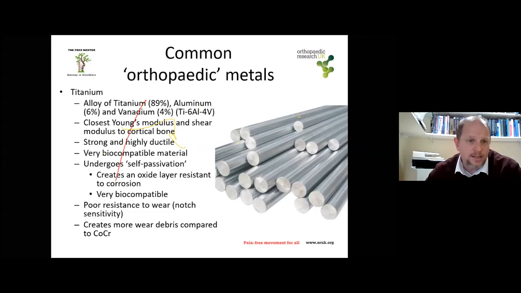So it creates a titanium oxide layer, which is actually a kind of ceramic, which stops it from undergoing any further corrosion. And that process is called self-passivation. It creates that layer that's resistant to corrosion. But you think titanium would be the perfect metal, but unfortunately it's got a weak area, and that is it's very poorly resistant to wear. I've not talked so much about wear because it's also a big subject, but in general, we don't want to use titanium in a bearing surface because it's poorly resistant to wear.